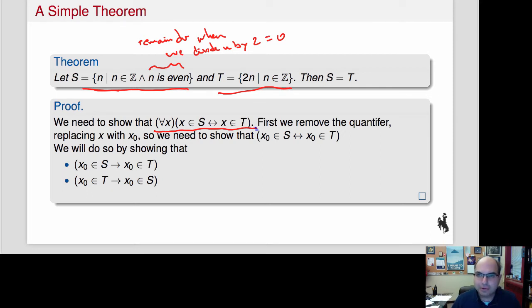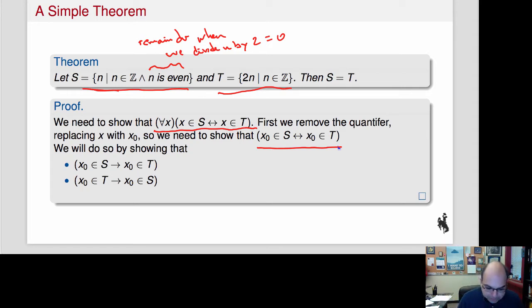Well, the same way that we proved everything in this class. For all x, we're going to remove that quantifier. It's already at the front. It's already been renamed, right? So we can call it x naught. X naught is our constant. So we end up with this property here. X naught belongs to S if and only if x naught belongs to T. Now remember, x naught belongs to S is a predicate. So this is like proving P of x if and only if Q of x, right?